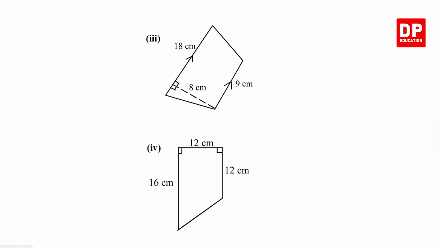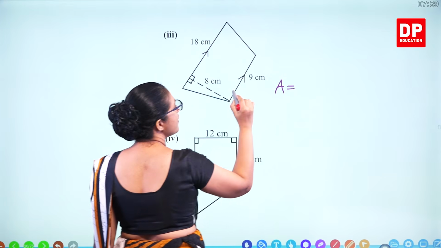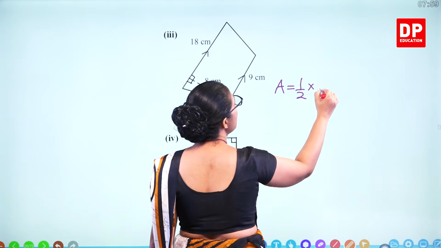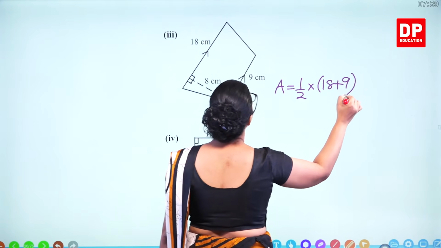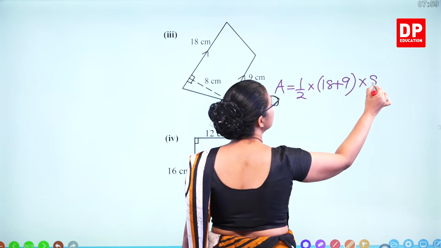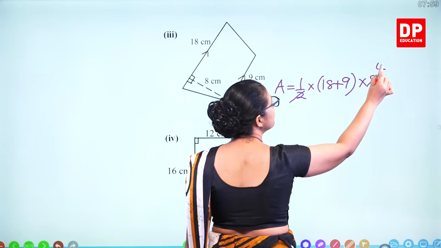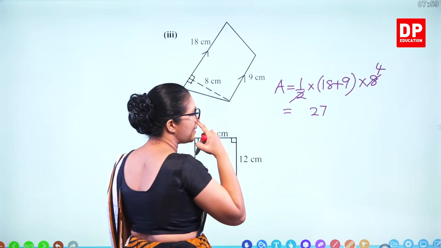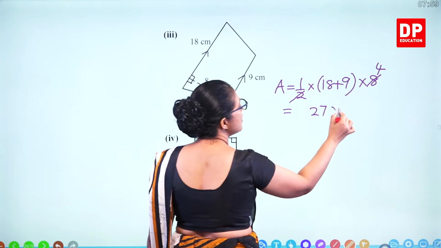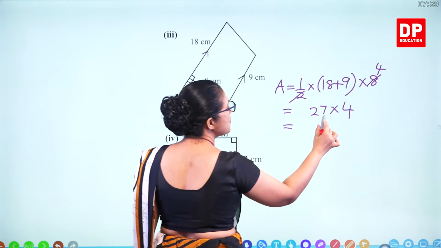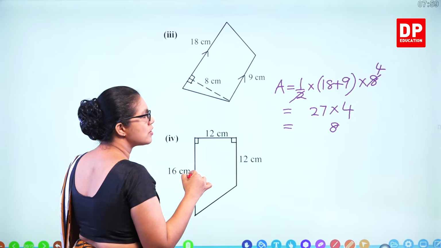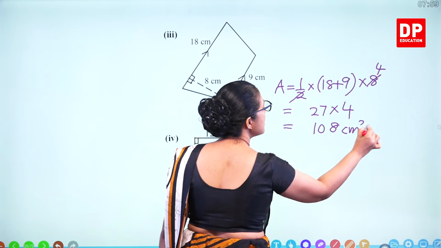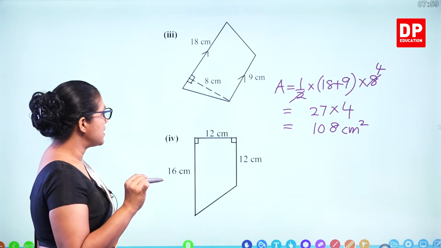Another trapezium, how do you find out the area? Area is equal to half. And what are the two lengths? 18 and 9. And the perpendicular height is 8. 2 times 4. So what's the sum here? 27. 18 plus 9. That's into 4. 4 times 7, 28. 2 remaining. 4 times 2, 8 plus 2, 10. 108 square centimeters is the area of the trapezium.